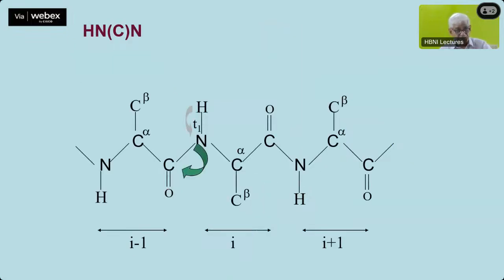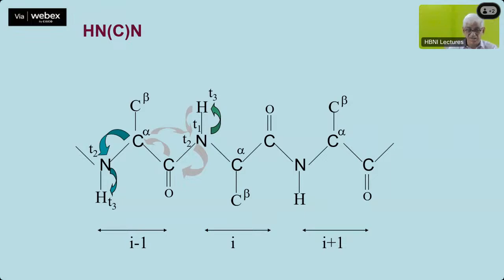Okay, the next experiment is the HN(CO)N experiment. This also goes in the same manner. You start from the amide proton to the nitrogen. Now you don't transfer to the C alpha directly, but you transfer to the carbonyl. This is like HN(CO)CA. From carbonyl you go to C alpha, and from C alpha you transfer to the nitrogen. Then from the nitrogen you transfer to the amide proton. So you don't go to the I plus 1 residue here at all. You are between I and I minus 1. And this provides a directionality. HNN did not provide you directionality. It went in both directions.